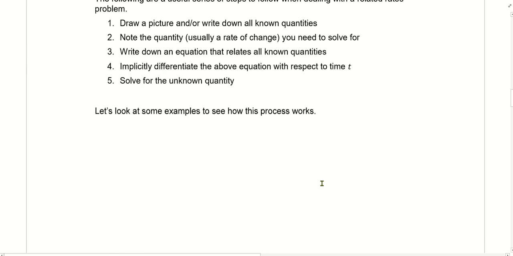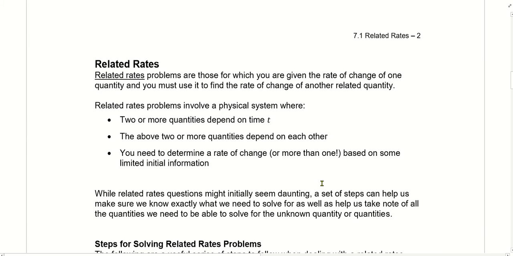So let's give a formal definition, or a somewhat formal definition, to what a related rates problem is. When we talk about related rates problems, these are problems for which you are given the rate of change of one quantity or maybe multiple quantities, and you need to use that information to find the rate of change, more specifically the instantaneous rate of change, of another related quantity.